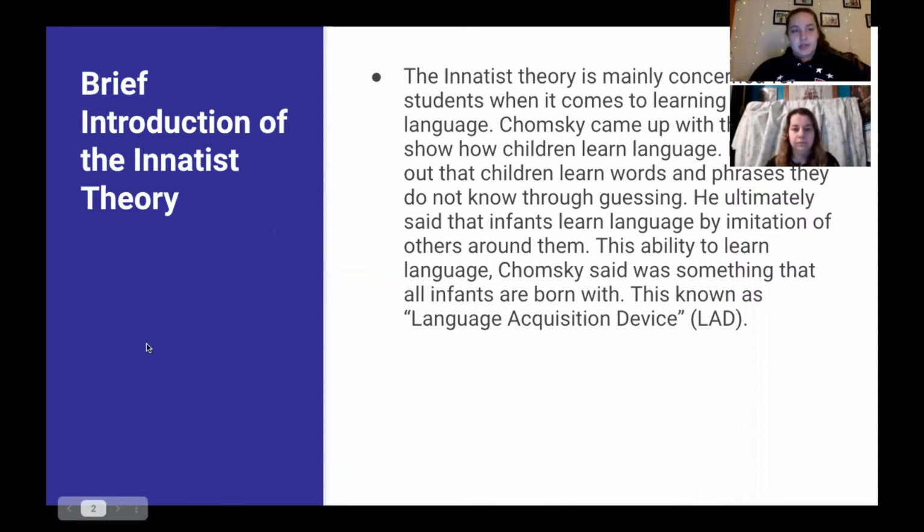So, a brief introduction of the innatist theory. The innatist theory is mainly concerned with students learning their first language. Chomsky came up with this theory to show how children learn language. He figured out that children learn language, through words and phrases they do not know, through guessing. He ultimately said that infants learn language by imitation of others around them. The ability to learn language, Chomsky said, was something that all infants are born with. This is also known as the language acquisition device, LAD.